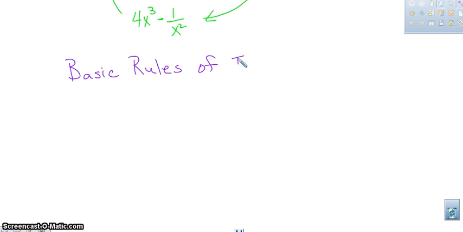So, basic rules of integration. I would write these down. We'll memorize them eventually, but for now you want them. I'm going to go back to derivatives for a second so you can see the difference. The derivative of a constant equals 0.